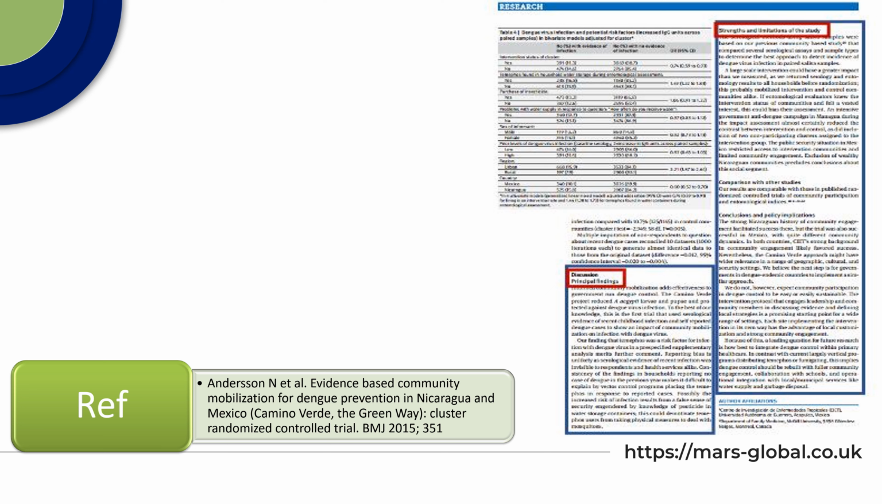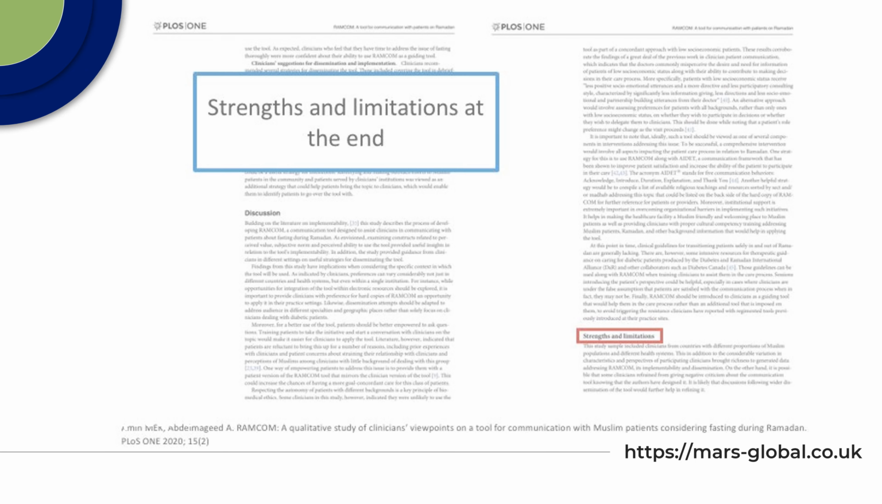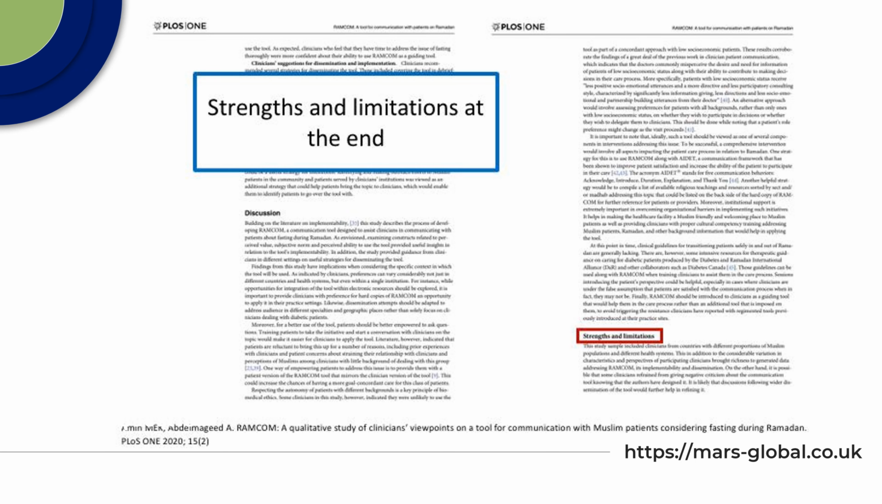Now, let's review two examples for the discussion. Here in example 1, the authors chose to present the strengths and limitations section immediately after summarizing the major study findings. While here in example 2, the authors kept the strengths and limitations at the end of the discussion. Both approaches are fine and can be used to effectively discuss the strong and weak points in the study.